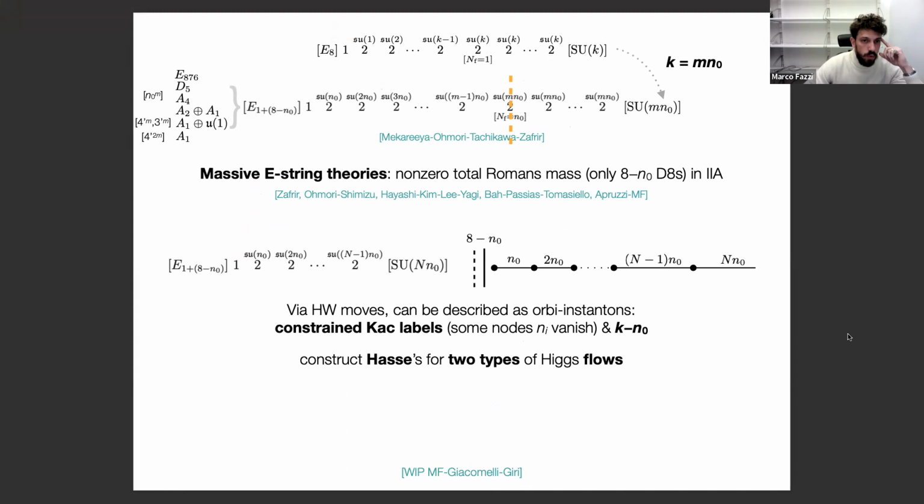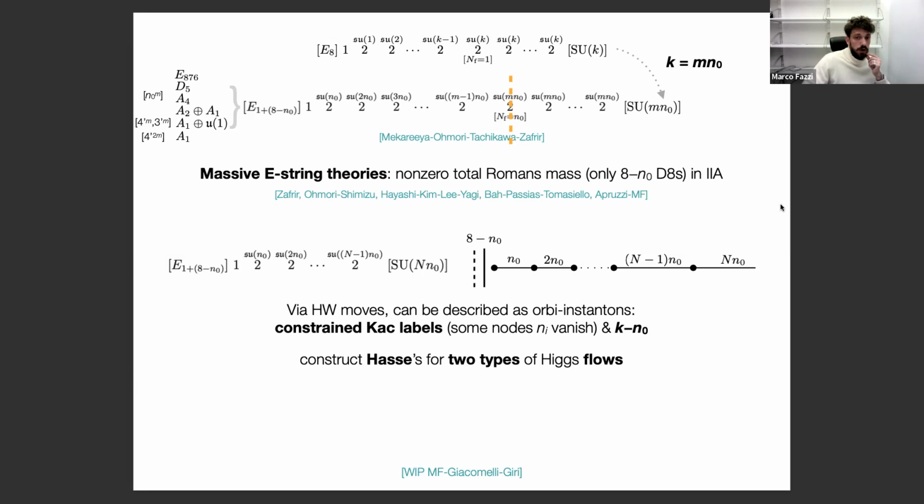We generalized once again this picture, and something else you can do is construct the so-called massive string theories. These are yet another class of 1,0 SCFTs that don't have a realization in type IIA, but they do in F-theory, or again, massive type IIA. Essentially, the total Romans mass of the system is not zero, so you're not allowed to lift it back to M-theory. However, you do have a description in F-theory, and this will be this thing.